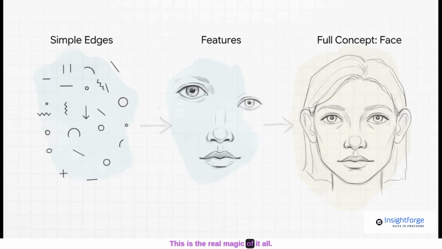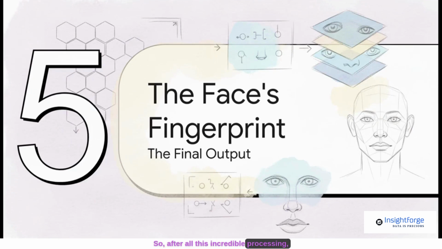This is the real magic of it all. A CNN learns layer by layer by layer. The first layers might just learn to see simple edges. But then the middle layers combine those edges into more complex features, like an eye, or the curve of a nostril. And then the deepest layers learn to assemble all of those features into the complete concept of a face. It's brilliant. So, after all this incredible processing, all the scanning, the filtering, the summarizing, what's the final result?